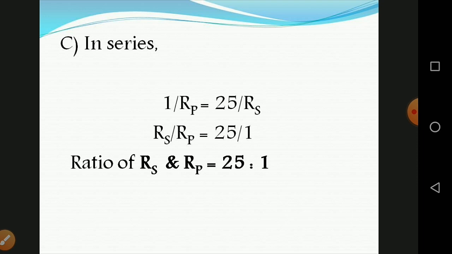The Rs comes to the left-hand side, and the 1 comes to the right-hand side. So resistors in series divided by resistors in parallel is equal to 25 by 1. So the ratio of Rs and Rp is equal to 25 is to 1. So we find the resistance in parallel and then in series.